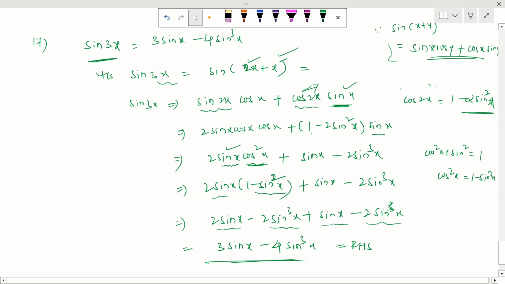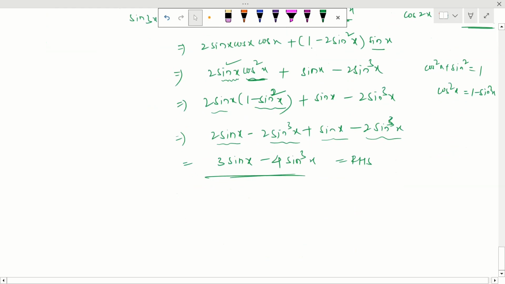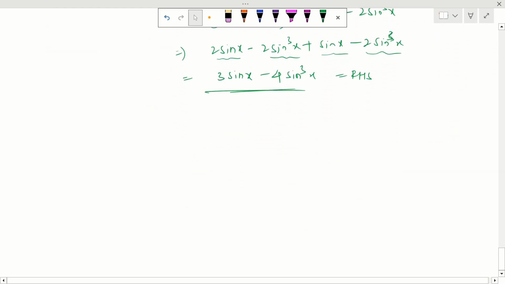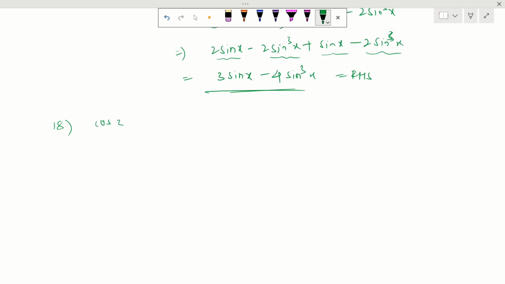Okay, the 17th one is sine 3x equals 3 sine x minus 4 sine cube x. Now for the 18th one, we have to derive the expression of cos 3x. Cos 3x is 4 cos cube x minus 3 cos x. These two expressions are relatively similar, but here in the second term 4 sine cube will come, and here 4 cos cube will come. Okay, you just understand the meaning.